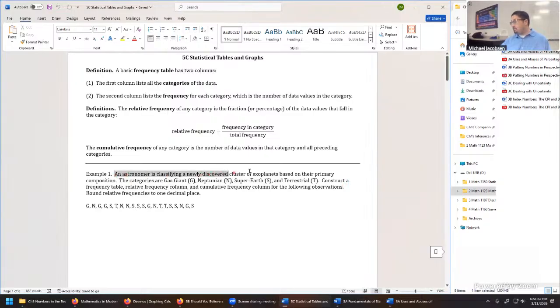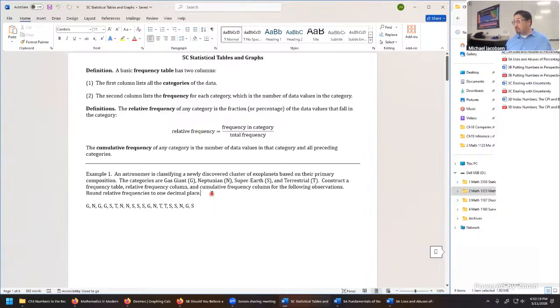So an astronomer found a new cluster of exoplanets. They've identified these 4 different types. And what we're going to do is take all this data that's kind of hard to understand, but if we construct a frequency table, a relative frequency table, and then a cumulative frequency table, we'll have a better view of just what exactly is going on with these data.